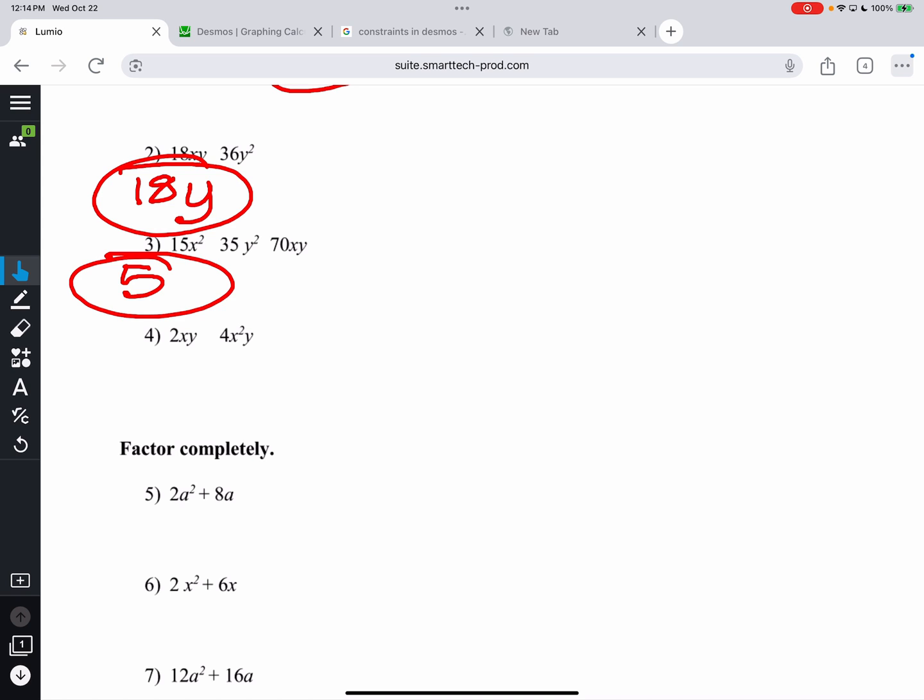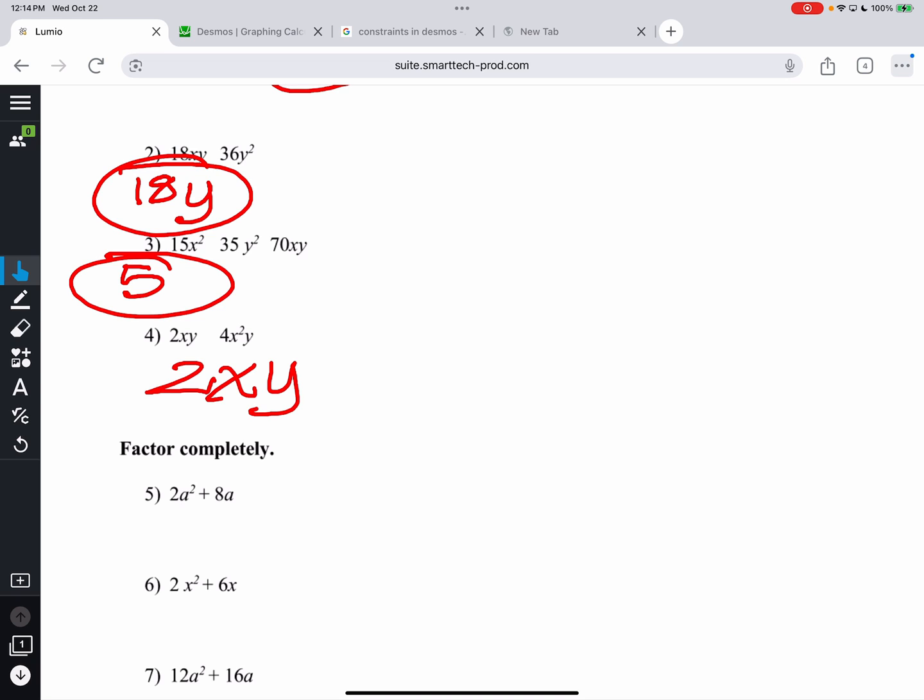So what did you get for your final answer for number 4? 2xy. Are y'all good with just finding the greatest common factor? All right. The next part, we're factoring completely.